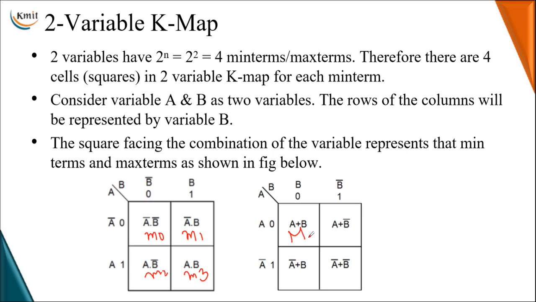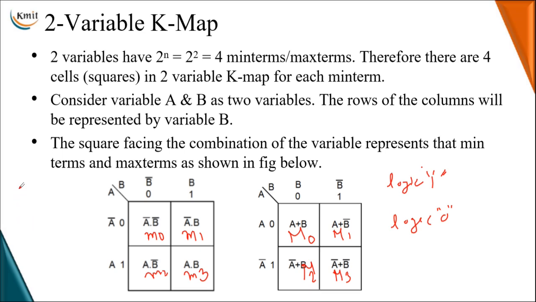In the same manner, here we map the standard POS form: first cell with M0, second cell with M1, third cell with M2, and fourth cell with M3. So the possible terms for a 2 variable function are 4 minterms and 4 maxterms. Minterm functional values are logic 1 and maxterm functional values are logic 0, so those we have to map onto the corresponding cells.